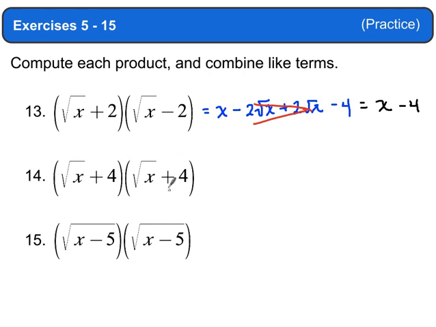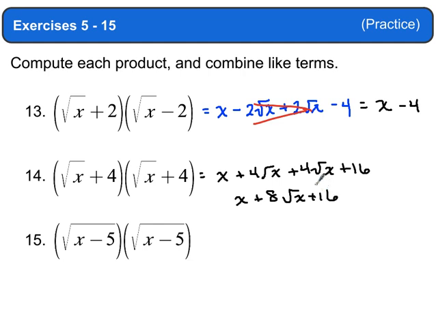These are not conjugate pairs. They look like they could be, but the difference is they are the same sign, where these two are opposite signs. And so if I multiply these together, you would end up with x, and then plus 4 square root of x, then another 4 square root of x, and then a 16. So these in the middle will combine, and so you get 8 square roots of x, and then plus 16. So that's kind of how these play out.